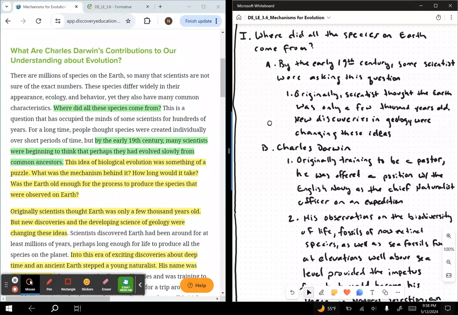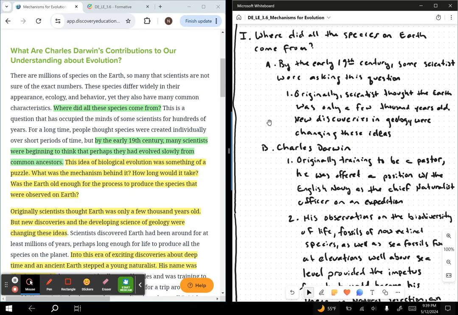Okay, hopefully you took care of that. So, Roman numeral 1: where did all the species on Earth come from? This is the burning question of the day. Not today, and not even the 20th century. We're going back to the 19th century, which means the 1800s. There were a growing number of scientists who were starting to wonder about the origin of all of life, all the different species that are out there. What could account for this?